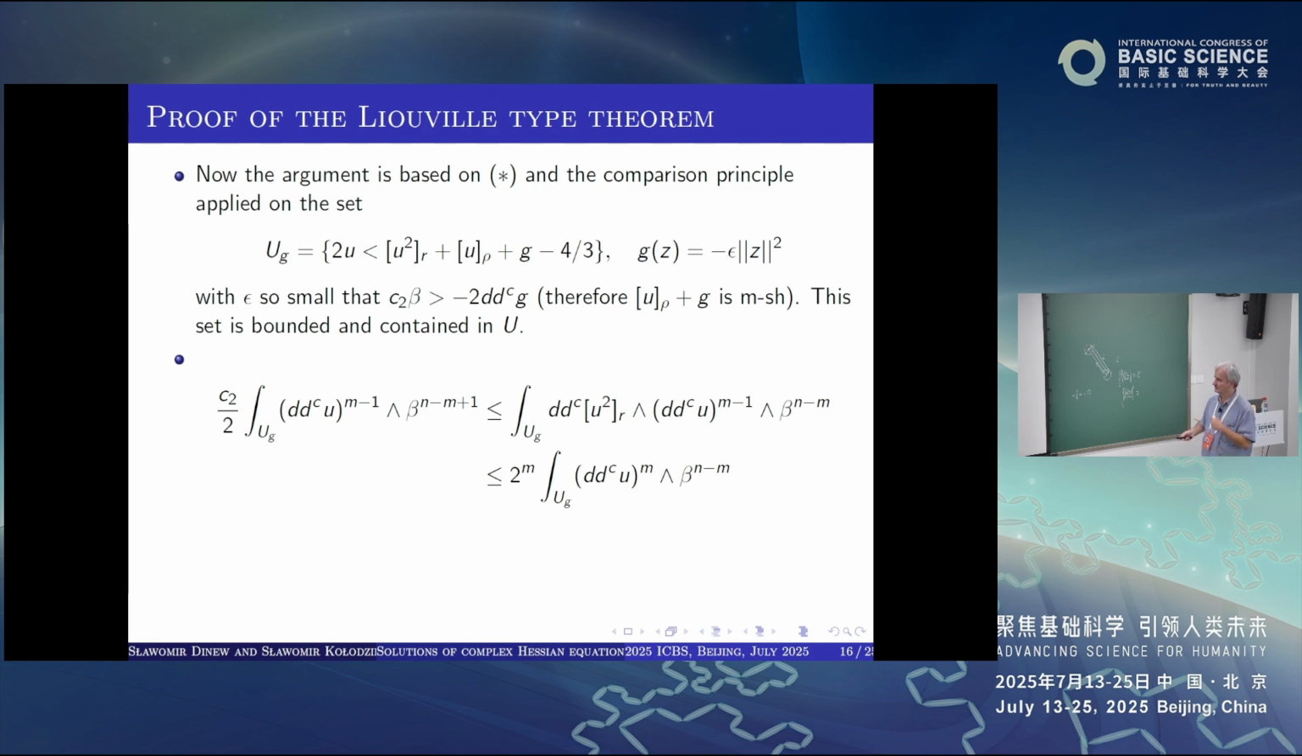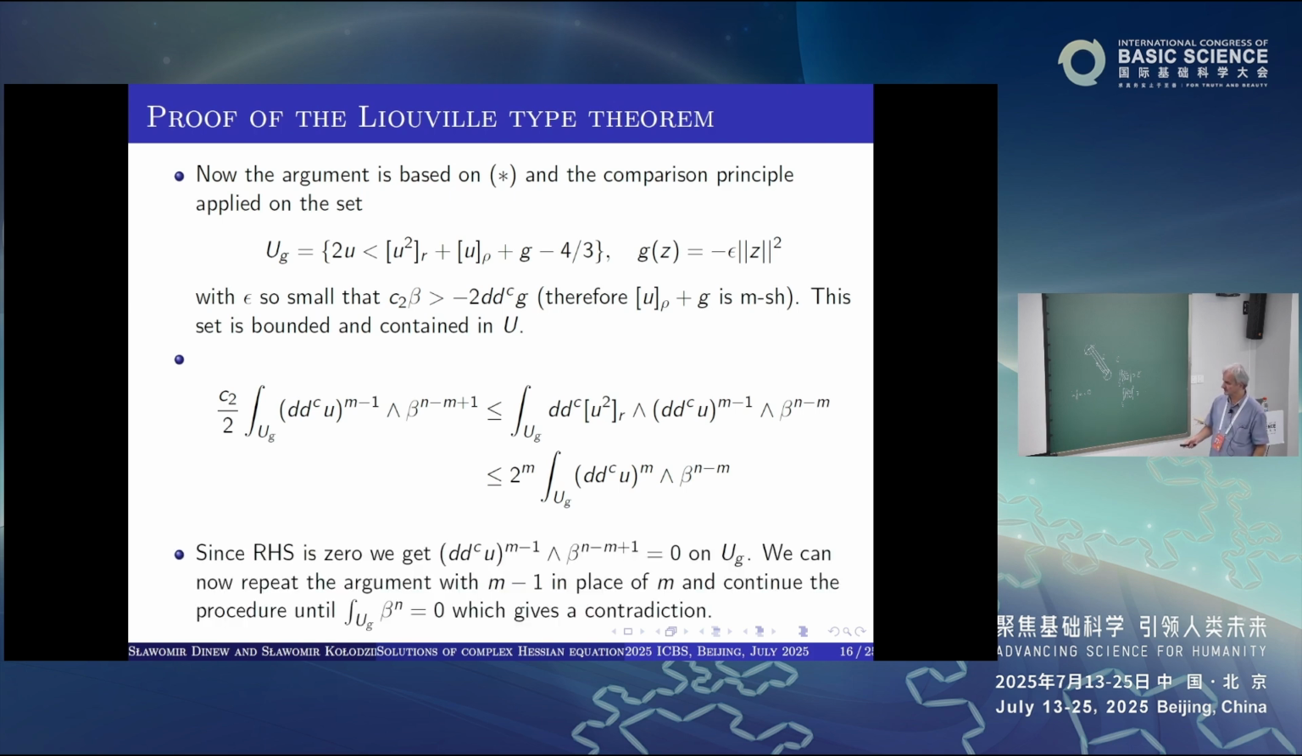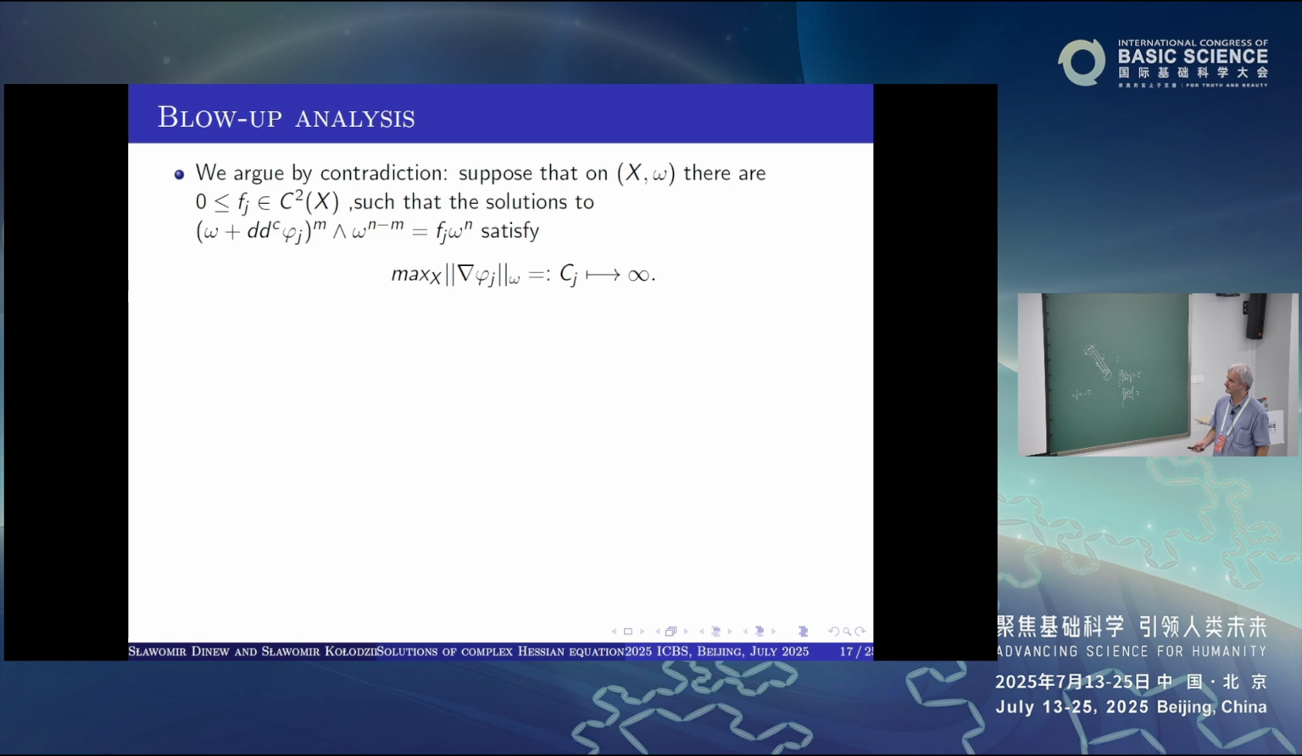But then we can repeat the procedure. Putting m-1 here, then we get the same thing for m-2 here. And we can continue this way, and we end up with something like this: that the Lebesgue measure of the set UG is 0, but it is an open set, so it cannot be true. We get a contradiction. So this gives the proof of the Liouville type theorem.